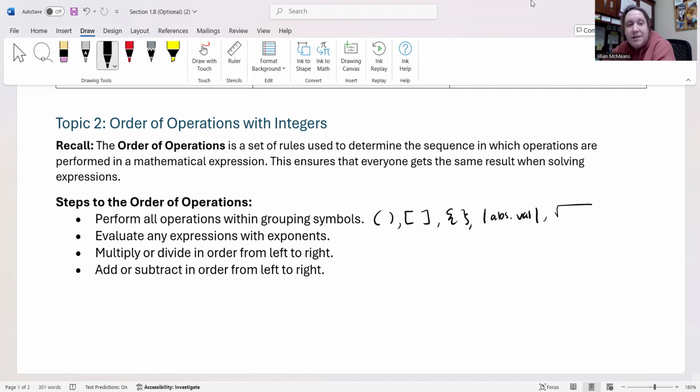Okay? Next up, you could evaluate any expressions with exponents. You could also put square roots here if you prefer. You want to multiply or divide from left to right. And then finally, the last step is add or subtract from left to right.